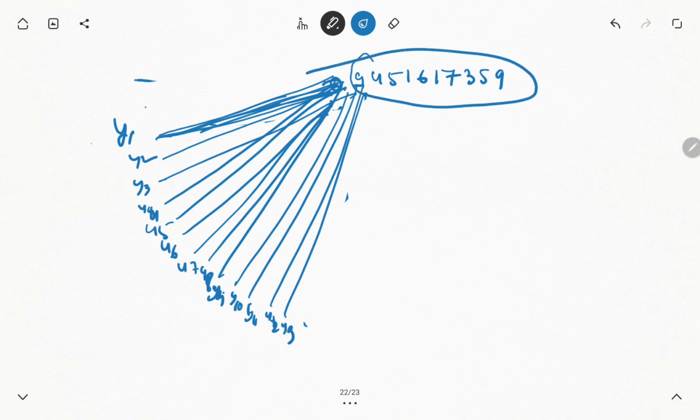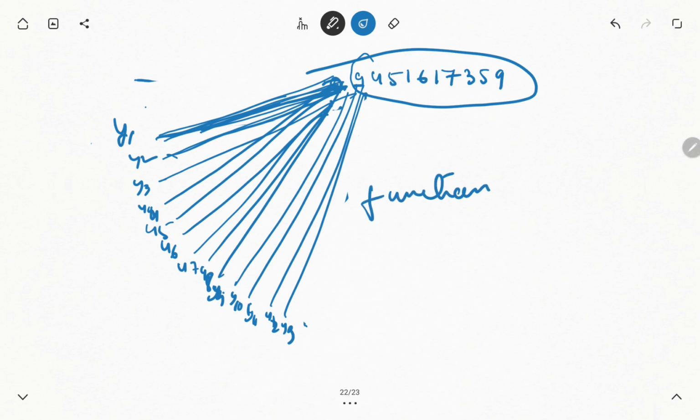So this is a function, because all these have a unique image, uniquely related with that. So this is the basic difference between the relation and function, right? That every y1, y2 has only a unique phone number they are related to. So this is a function.